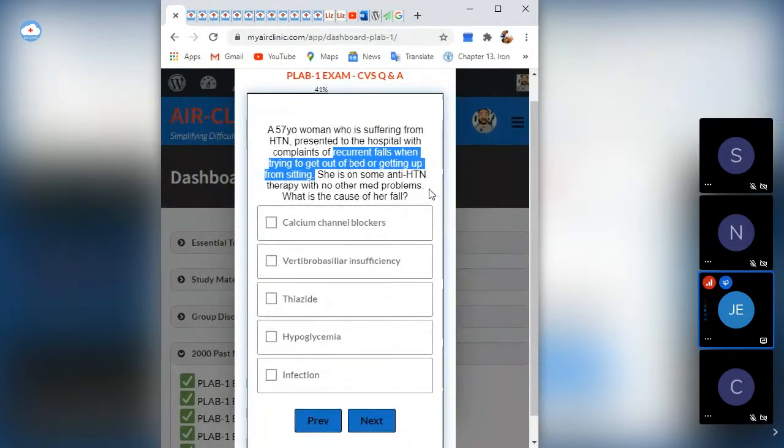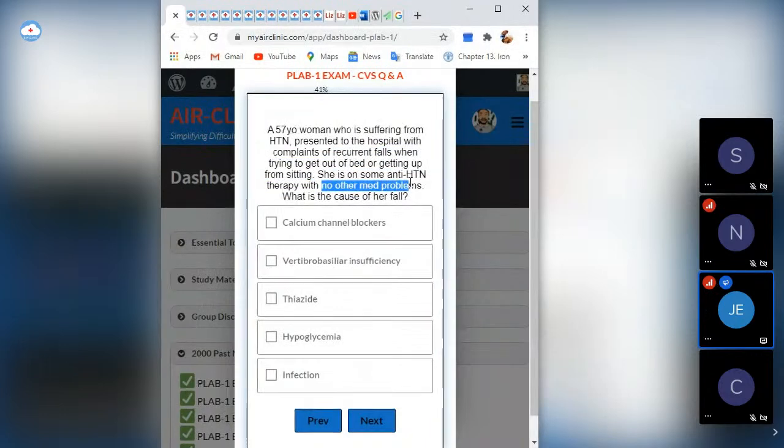It's actually a given that most antihypertensive medications can cause postural hypotension, but some are more notorious for that than others. There are so many of these diagnoses that you should ignore because they've already told you no other medical problems. So the only thing she has is systemic hypertension with no other medical problems. So there are some things you should already ignore, like vertebrobasilar insufficiency, infection, hypoglycemia. So it's between this and this. I'll go with Kara.